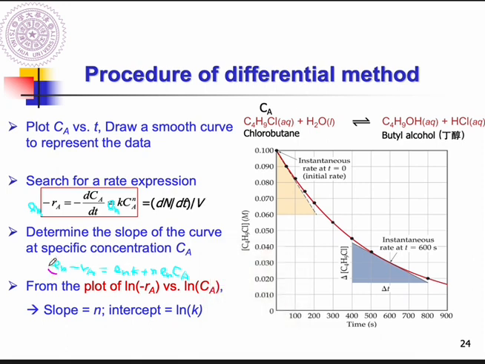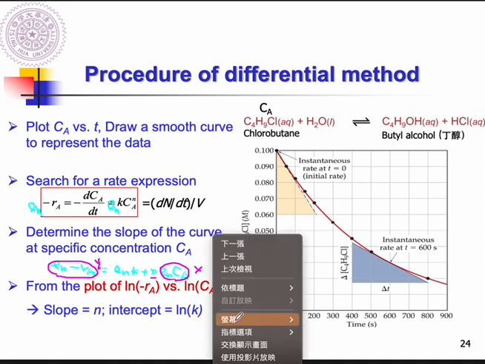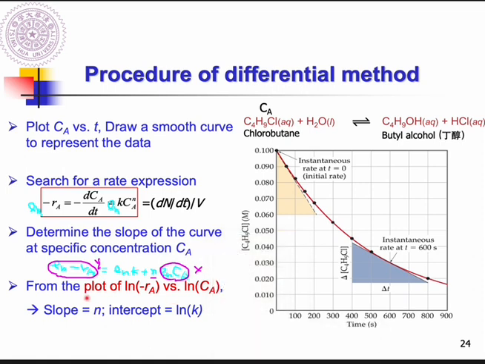as long as I use this as the y-axis and this as the x-axis, and I have several data points, right? The slope would be the reaction order. So this is the whole idea. Okay, so let's move forward. From the log minus RA versus log CA plot, you can get the slope and also the intercept to get the rate constant here.